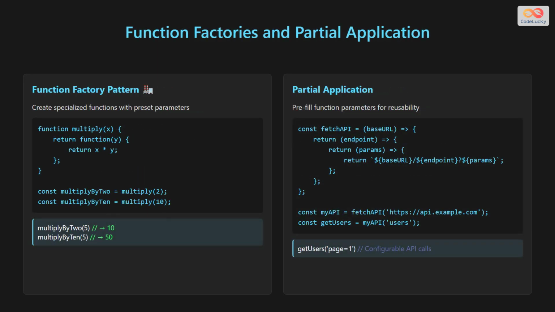Closures can be used to create function factories that produce specialized functions. Function factories are functions that return other functions. This is very useful when we want to create functions with preset parameters.